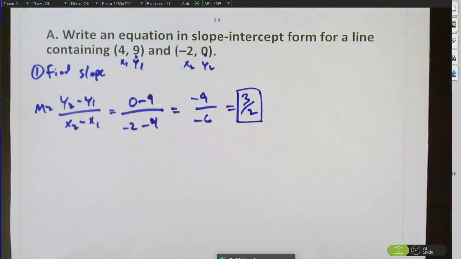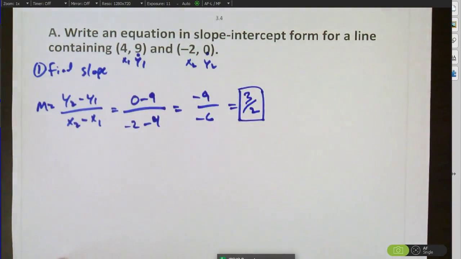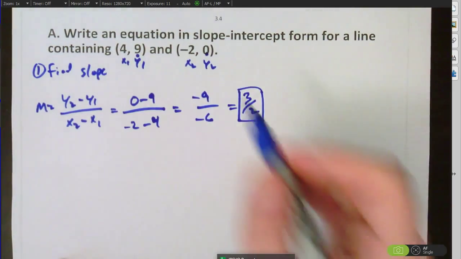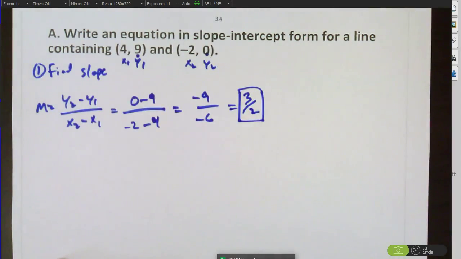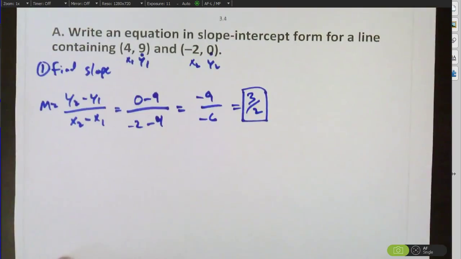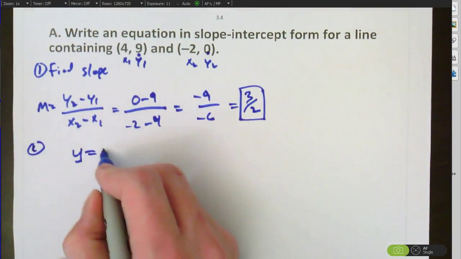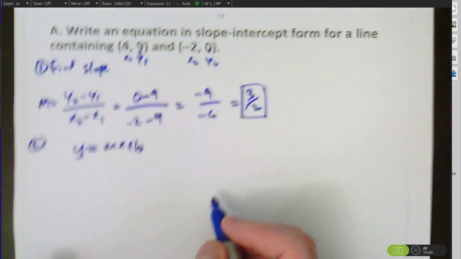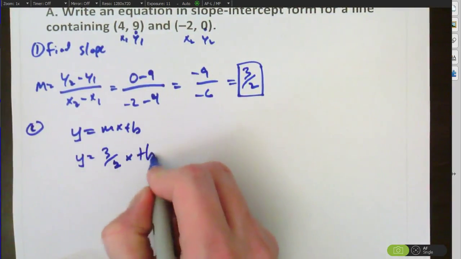All right. Now, this said slope-intercept form. So it doesn't matter if we start off with slope-intercept or we do point-slope form, although I tend to be kind of traditional and I always use slope-intercept. So I've got my slope, it's 3/2. So the equation then is y equals mx plus b in slope-intercept form, or y equals 3/2 x plus b.